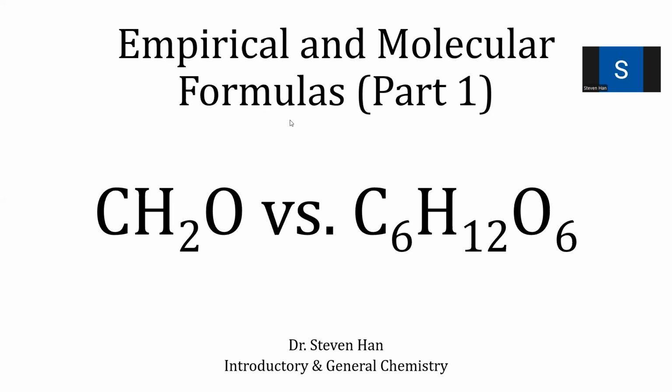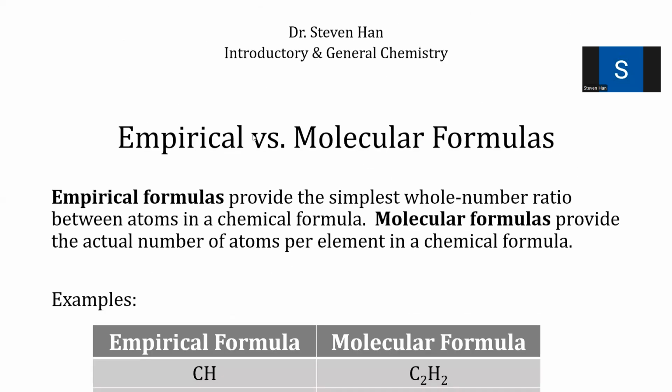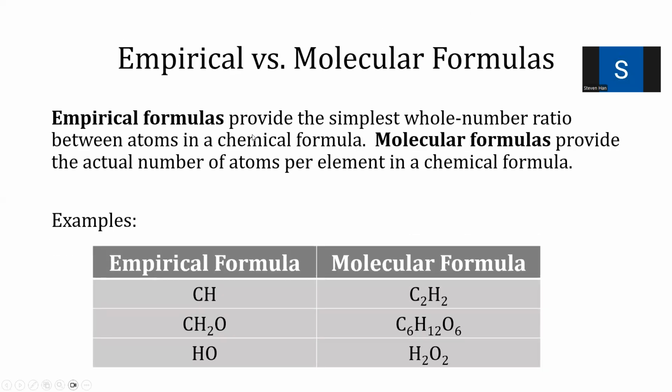This lesson is on empirical formulas and molecular formulas. Empirical formulas provide the simplest whole number ratio between atoms in a chemical formula. Molecular formulas provide the actual number of atoms per element in a chemical formula.